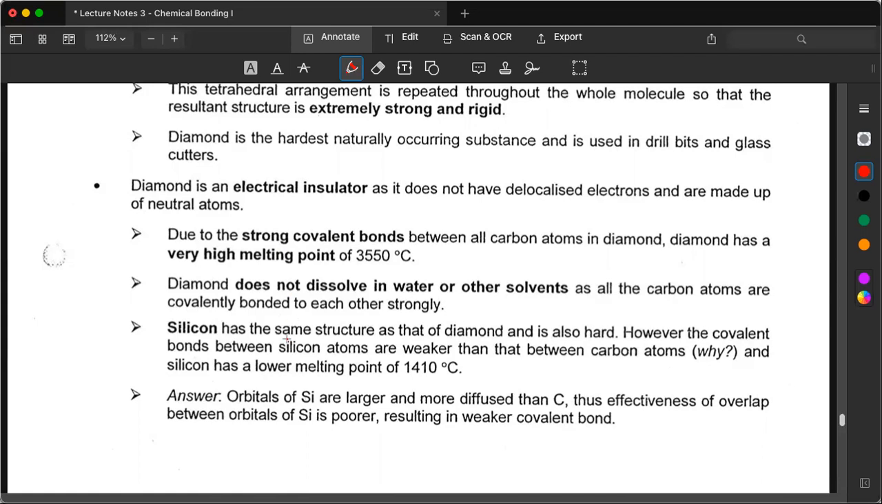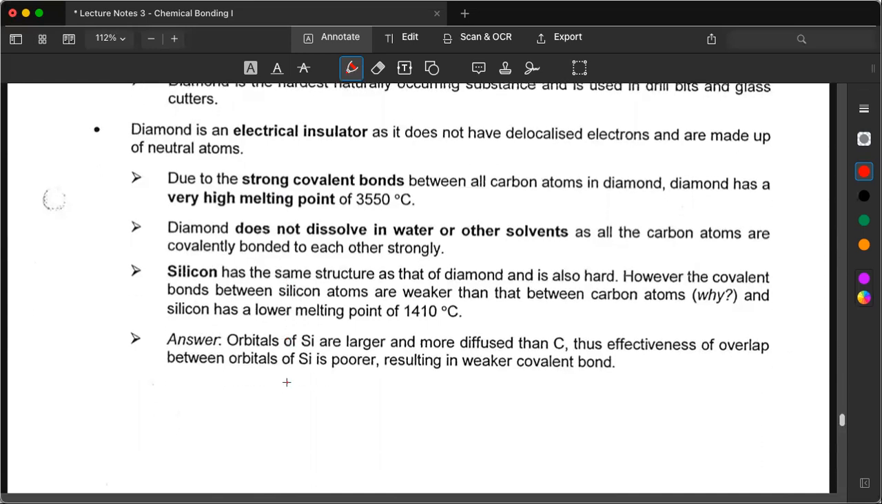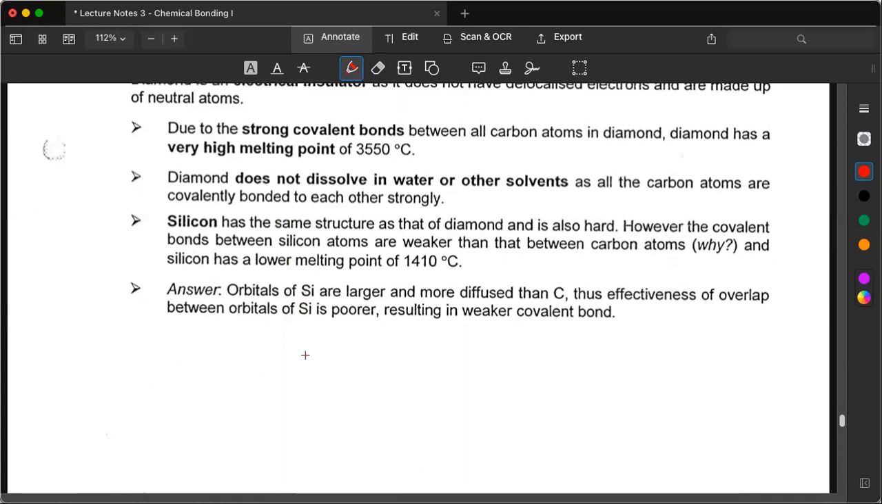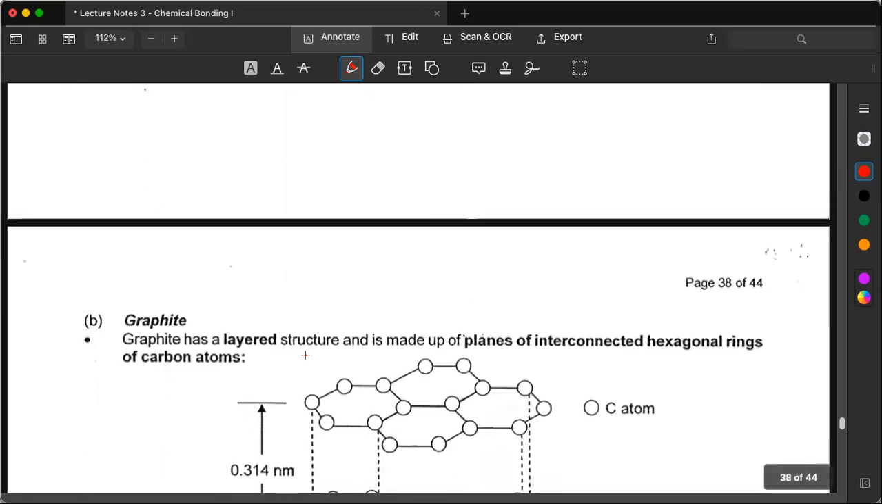Silicon, which is similar to diamond, is also hard, but because the bonds between silicon atoms are weaker, you expect it to have a lower melting point. Another answer is that the orbitals of silicon are larger and more diffuse than carbon. So the effectiveness of orbital overlapping is poorer in silicon, resulting in weaker covalent bonds.